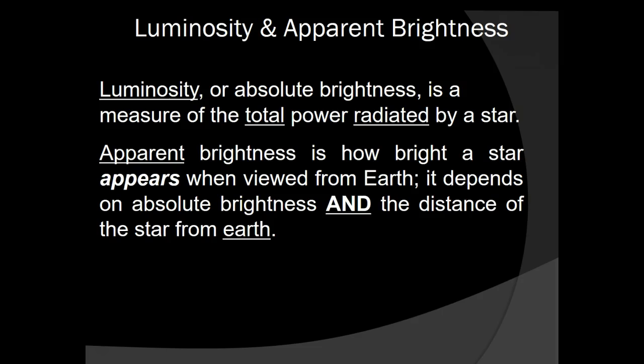Apparent brightness is different. Apparent brightness is how bright a star appears to be when it's viewed from Earth, and it depends both on absolute brightness and the distance of the star from Earth.